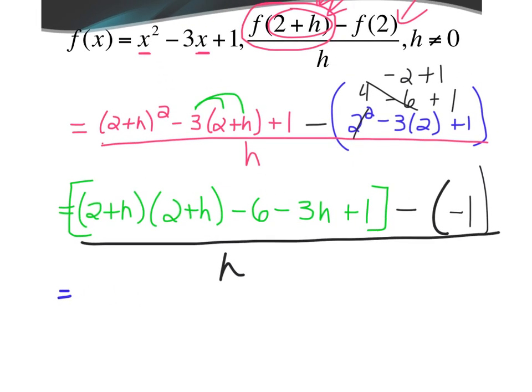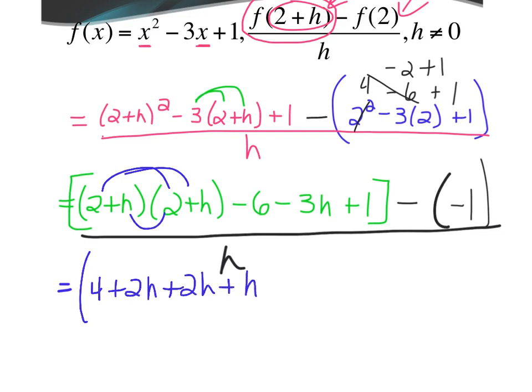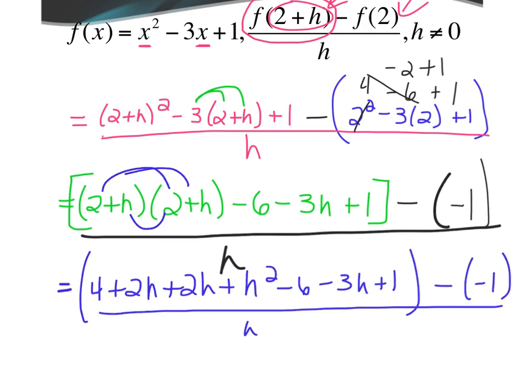Now we're just going to simplify further. All we're doing is just simplifying. If I have 2 plus h times 2 plus h, we're foiling. What's 2 times 2? 4, plus 2h plus 2h, plus h squared. Good. Agreed? Minus 6 minus 3h plus 1. You guys with me? So it's just gross. All of this is still over what? h. Okay, so now let's just clean it up.